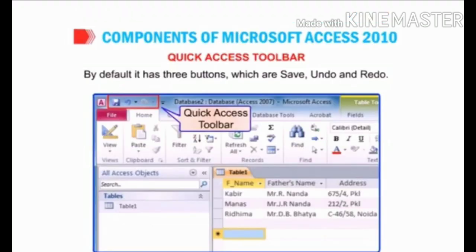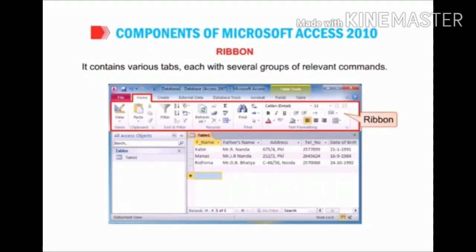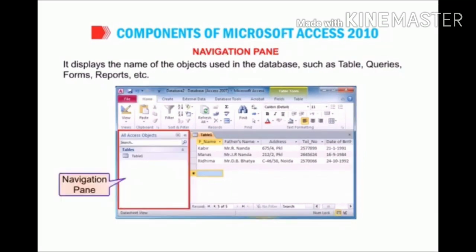Quick Access Toolbar. It displays the Save, Undo and Redo buttons. You can add more commands by clicking on the drop-down arrow present on the Quick Access Toolbar. Ribbon. Ribbon is present below the title bar and has a set of tabs. Each tab displays some commands organized into groups.